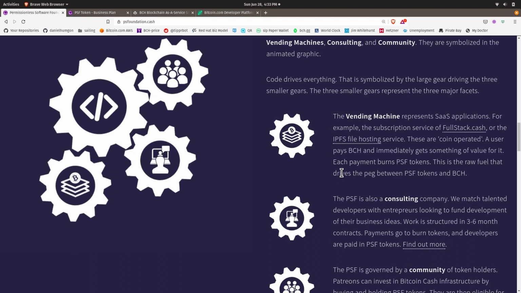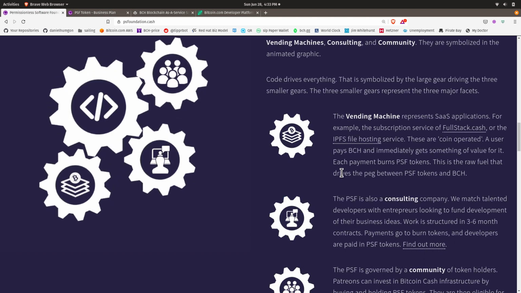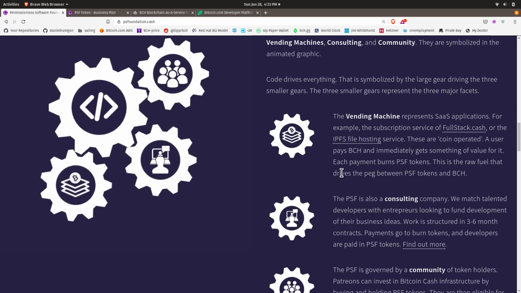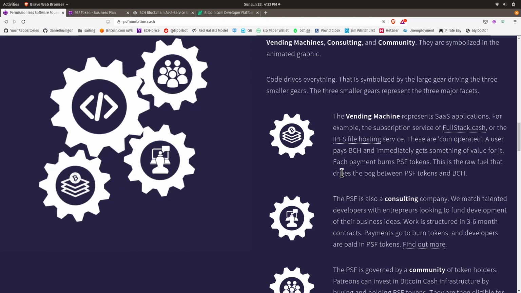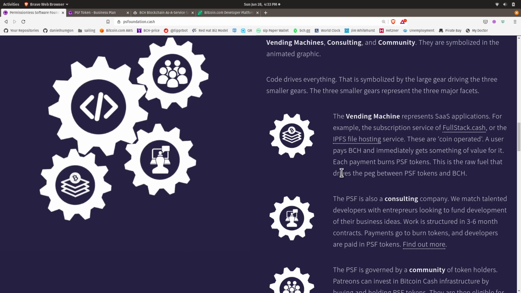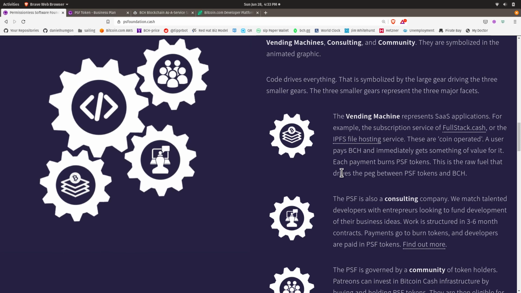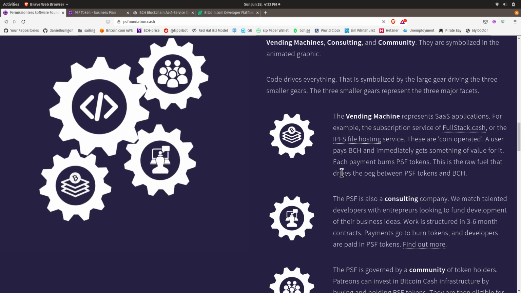And so all these different vending machines that we're building are going to burn tokens and cause the tokens that the developers who were rewarded in those tokens are holding to increase in price. They can trade them for more Bitcoin Cash.